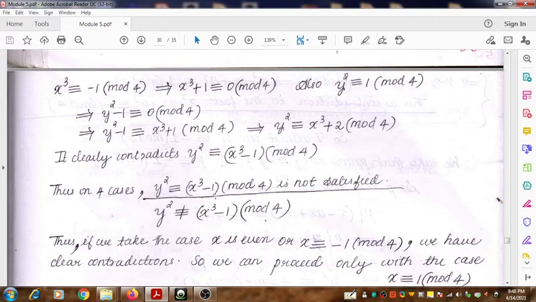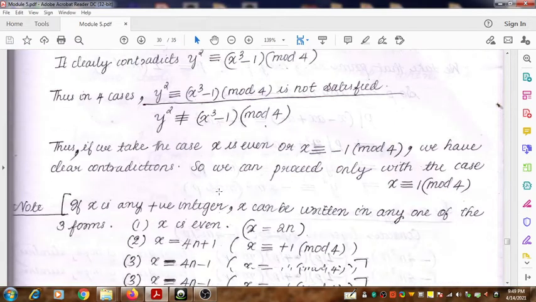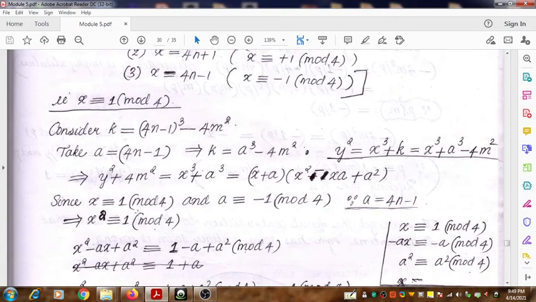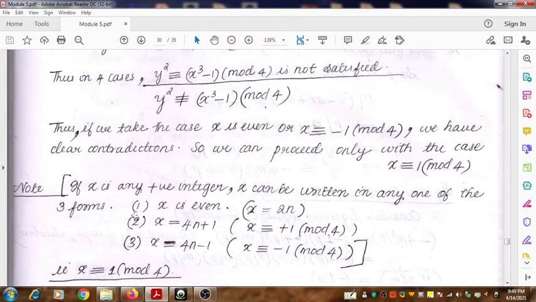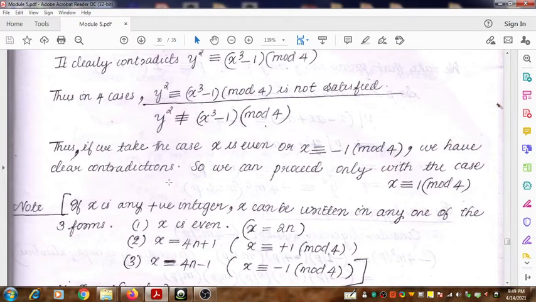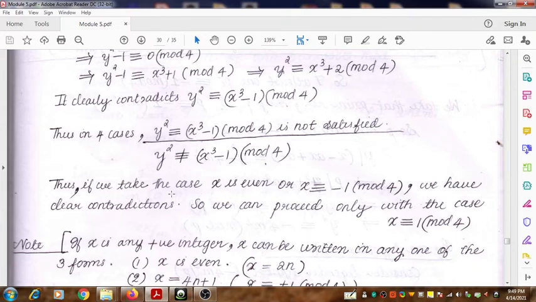And therefore we get the final contradiction, the last contradiction. Okay, there remains some more to do now. So thus when we take the value of x as even, or x congruent to minus 1 mod 4, we get a clear contradiction to the existence of the statement y square is congruent to x cube minus 1 mod 4.